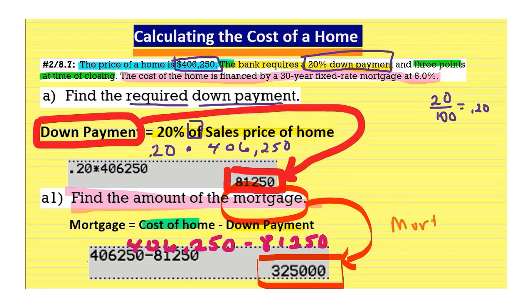Mortgage is how much we will borrow. Mortgage: how much to borrow from the bank? Okay, and that is going to be the amount right there, $325,000. So much we're going to borrow, and that will be called our mortgage.